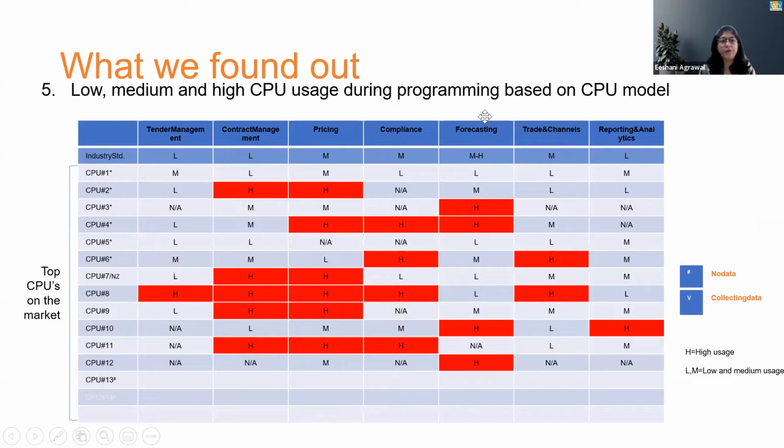And then it says what we found out is the heading: low, medium, and high CPU usage during programming based on CPU model. So in two lines we are explaining what a person is looking at. Over here also we have text. And what about these? The legends on the right hand side. Two legends, but completely different colors.